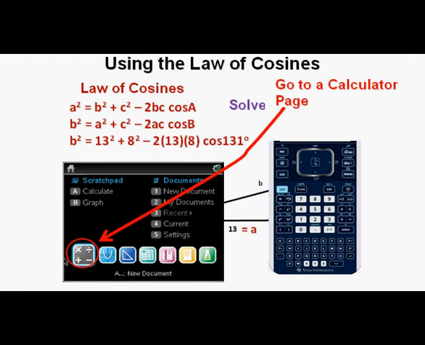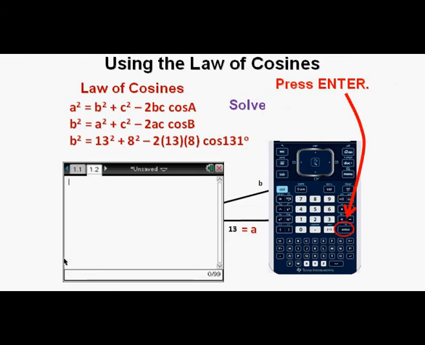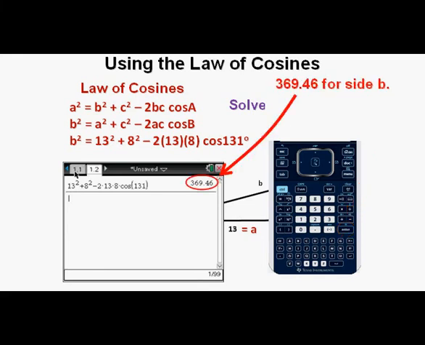Then we go to the calculator page icon at the lower left of the view screen, here circled in red. Press Enter. Then we enter the right side of the equation as shown above, 13 squared plus 8 squared minus 2 times 13 times 8 times cosine 131 degrees. We get the cosine option by pressing the trig button circled in red on the keypad. Press Enter. We get 369.46 for b squared.